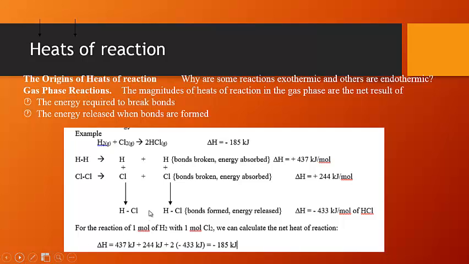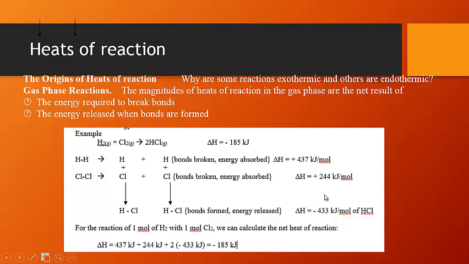Let's have a look at the various bonds that are broken. You have hydrogen bonds that are broken and you have chlorine bonds that are broken. So energy is absorbed when those bonds are broken, which means that it's positive. So you have positive amounts of enthalpy. Lots for hydrogen, a smaller amount for the chlorine. But that energy is released when you form hydrogen chloride bonds, and you get minus 433 kilojoules per mole of hydrogen chloride.